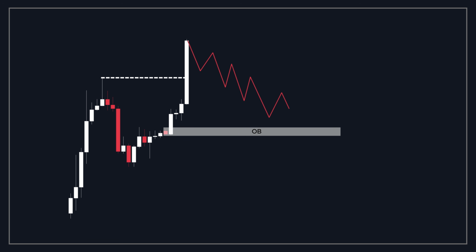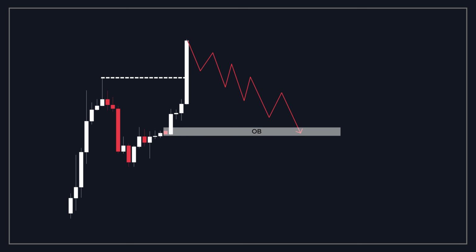Here's an example of a corrective pullback. We can see that we are in an uptrend, and this is the recent valid break of structure. And we also have this bullish order block here. And we believe that price will respect our highlighted order block, and will reverse from there to the upside. As I told earlier, in a corrective pullback, price forms several internal structures, with multiple small candles, until it reaches any point of interest or order block.